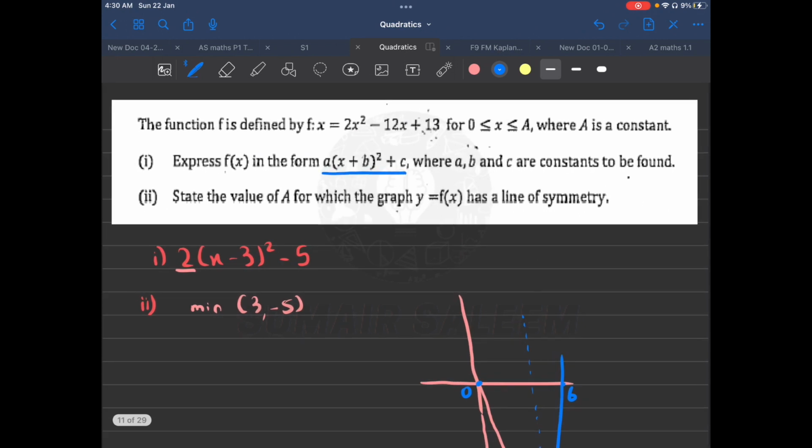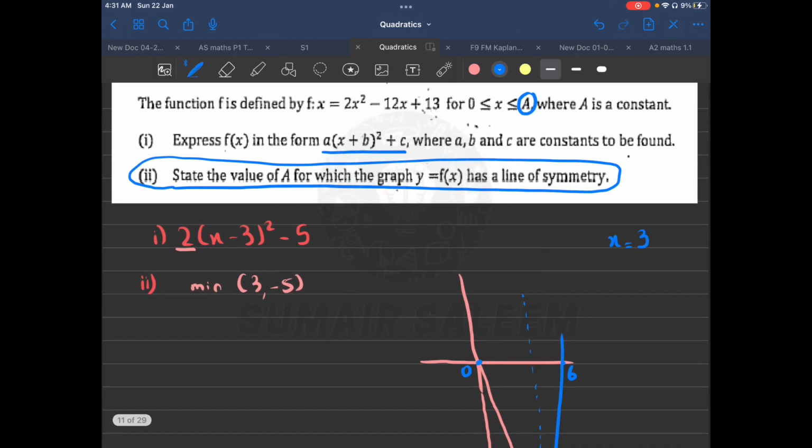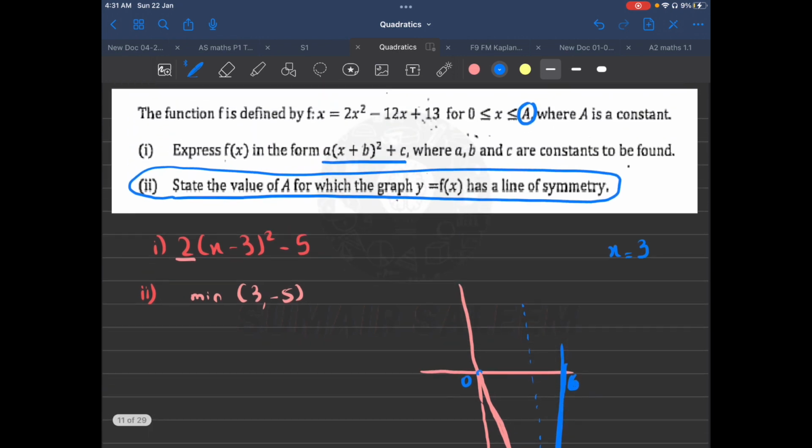Now it says state the value of A for which the graph has a line of symmetry. They are not asking you for the equation of the line of symmetry. If the question had asked for the equation of the line of symmetry, it would have been x is equal to 3. They are asking you for the value of A. So if the graph is starting from 0 and the turning point is at 3, the other half of the graph will be till 6. So my value of A will be 6.